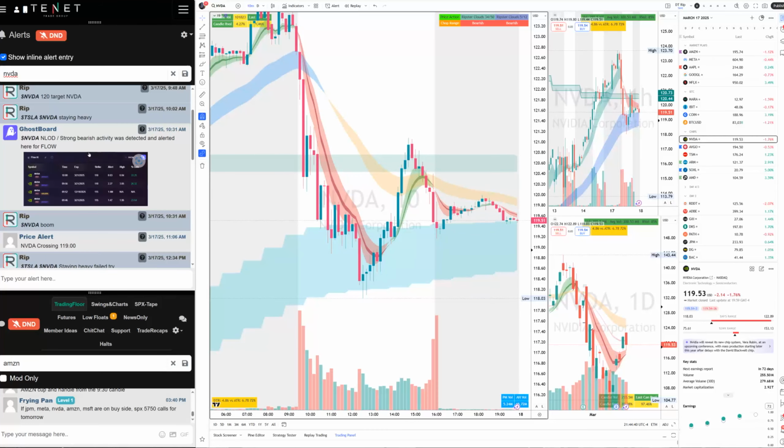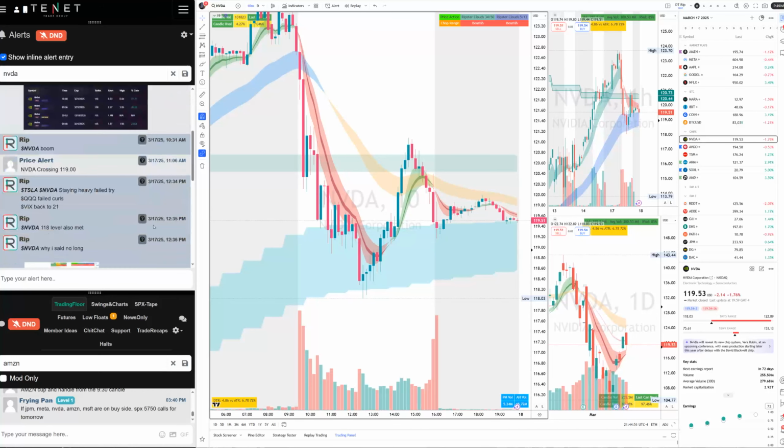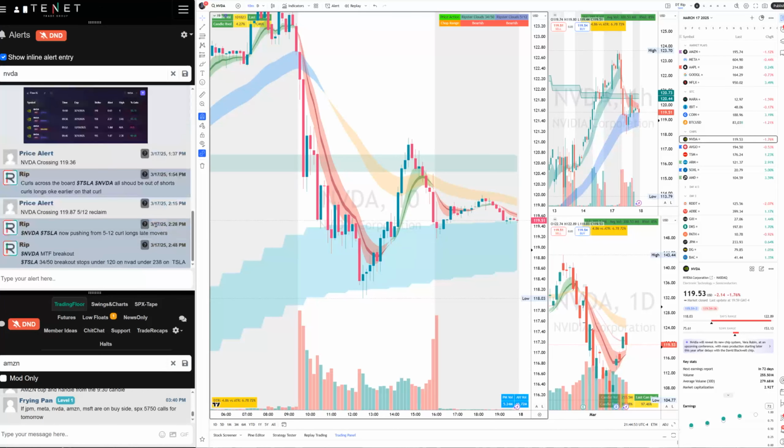It was a short. I was on the voice. I told everybody short it. I gave 120 first target. Once we broke the MTF clouds, we went to the next MTF clouds and we bounced. We curled here. This was a NVIDIA curl. I actually sent a price alert as well. Then NVIDIA is trying to curl here. When this curl happened, I sent a price alert at 119.36. Then our next one at 187.